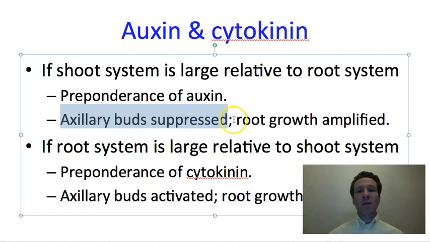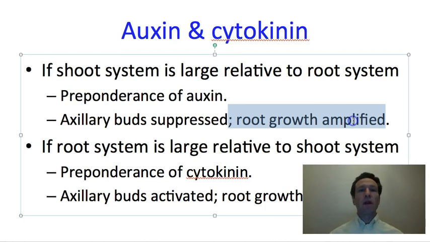However, remember, auxin also has the effect of encouraging lateral root growth. And so because we have a lot of auxin, we get a lot of root growth, leading to an expansion of the root system until it is large enough to match the shoot system. So the plant has become balanced again.